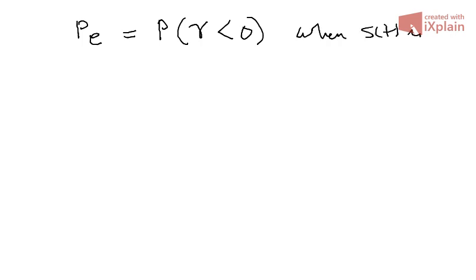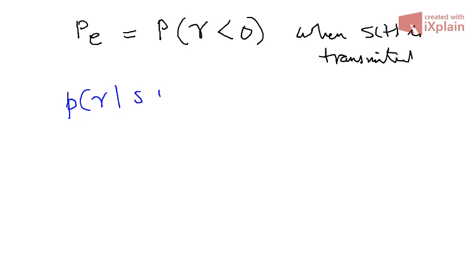Let me write that one. We specifically said that the probability that R is less than 0 is actually the probability of error when S of t is transmitted. So this gives us the probability of error. Now we would like to use the PDF given for the value of R. We are already familiar with the PDF of R. Let me specifically write the PDF of R.